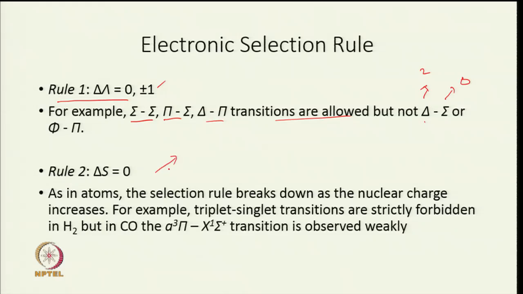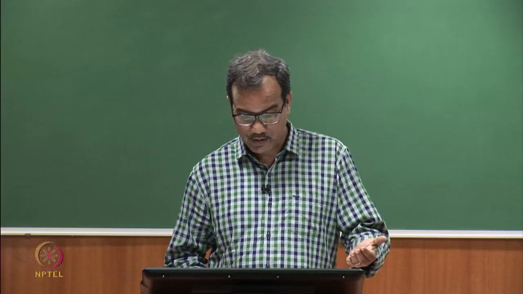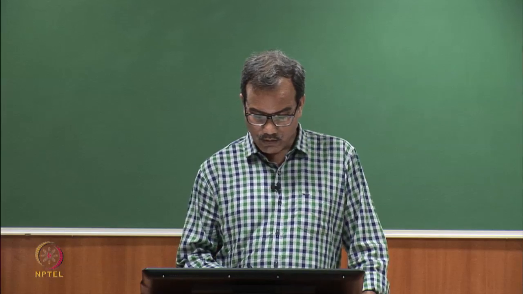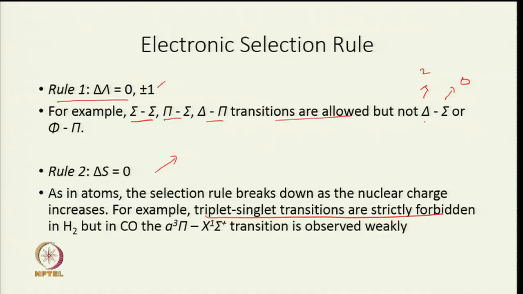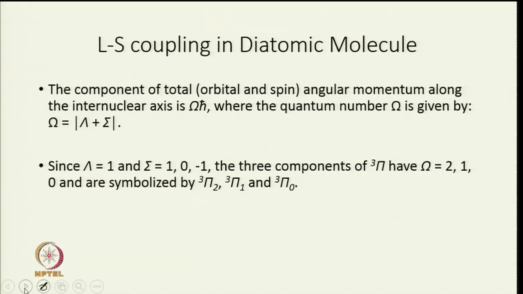The second rule is delta S is equal to 0. What that means is triplet to triplet transition is allowed, singlet to singlet is allowed, but not triplet to singlet or singlet to triplet. So, this is a very important selection rule. Triplet to singlet transitions are strictly forbidden. Only triplet to triplet or singlet to singlet is allowed.